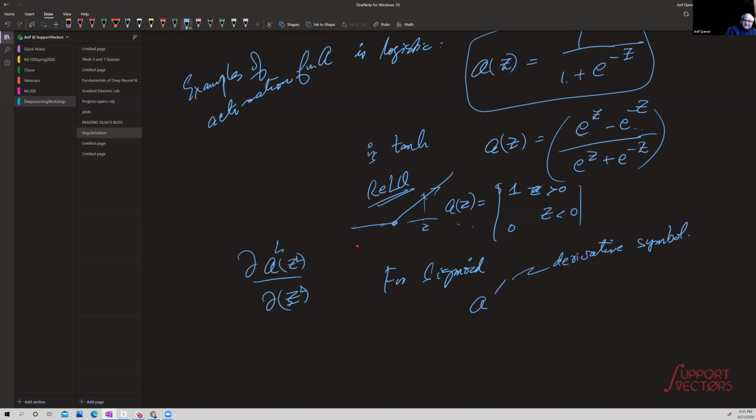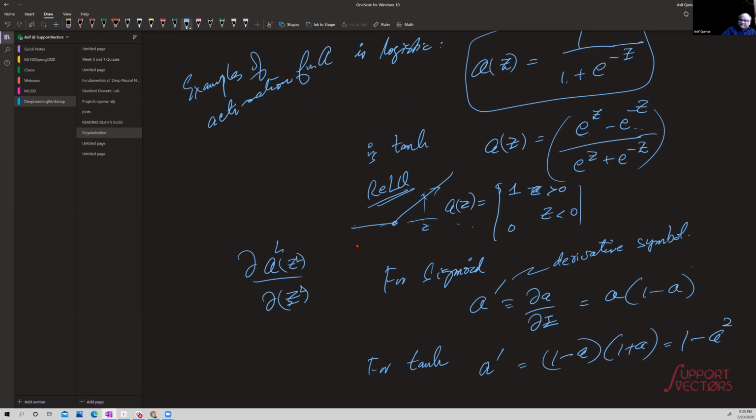A prime, which is the same as dA/dz, is equal to, believe it or not, A times (1 minus A). Surprising, isn't it? It comes out to be very elegant. For tanh, in fact, this was one of the assignments if you did engineering math. A prime happens to be (1 minus A)(1 plus A), in other words, 1 minus A square.